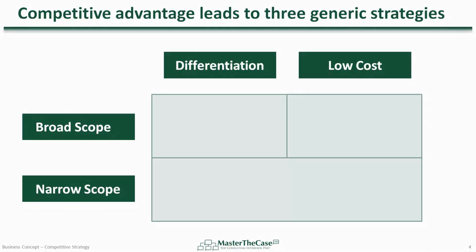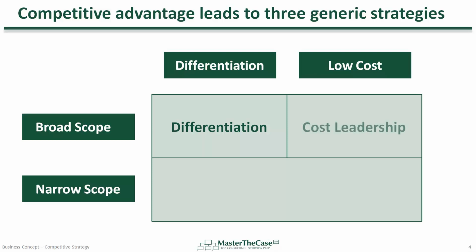This mix of competitive advantages and scope results in 3 generic strategies. 1. Differentiation, which combines a differentiation advantage with broad scope. Following this strategy, a firm seeks to be unique in its industry along specific dimensions widely valued by buyers.